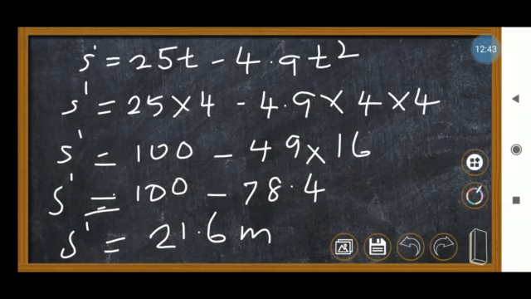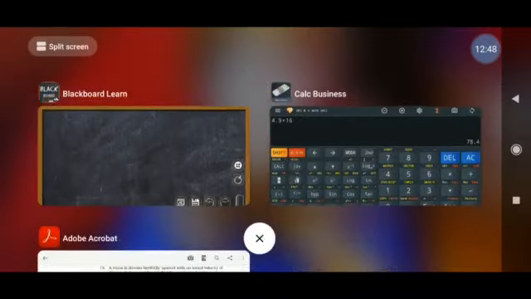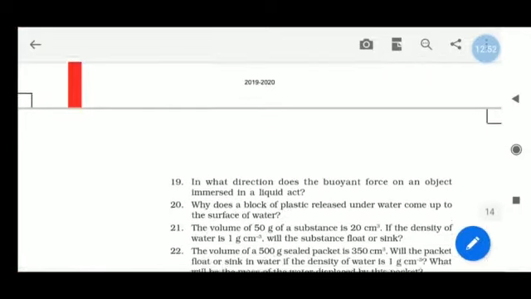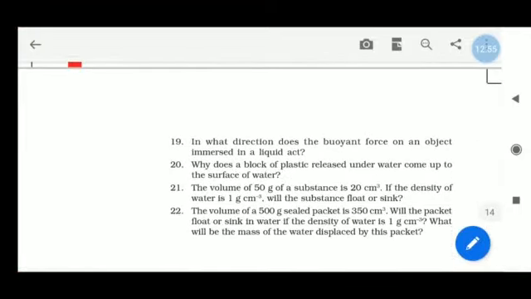Pause the video and note it. Okay, the next problem. I think I already taught the 18th problem. What is the next one?